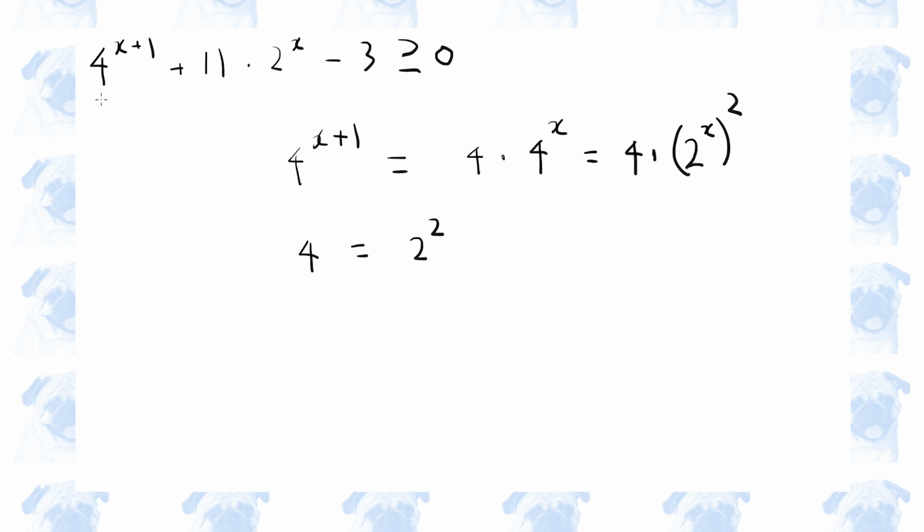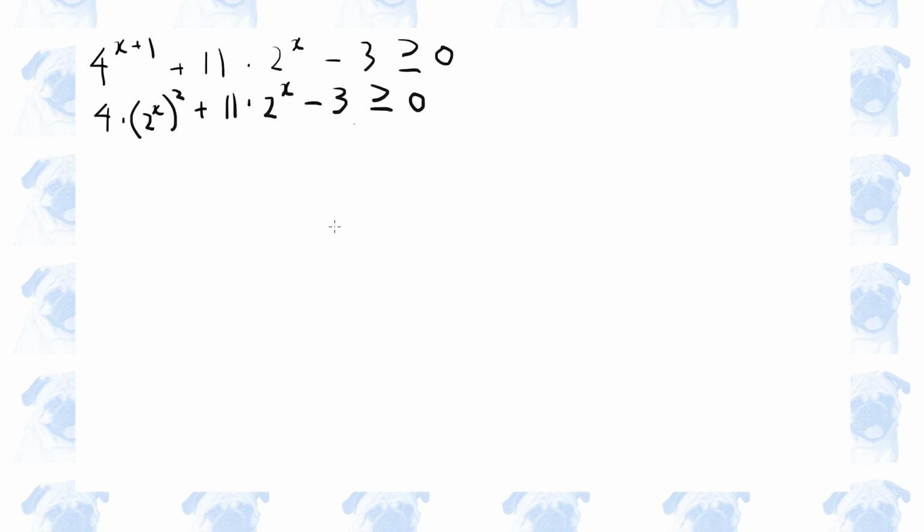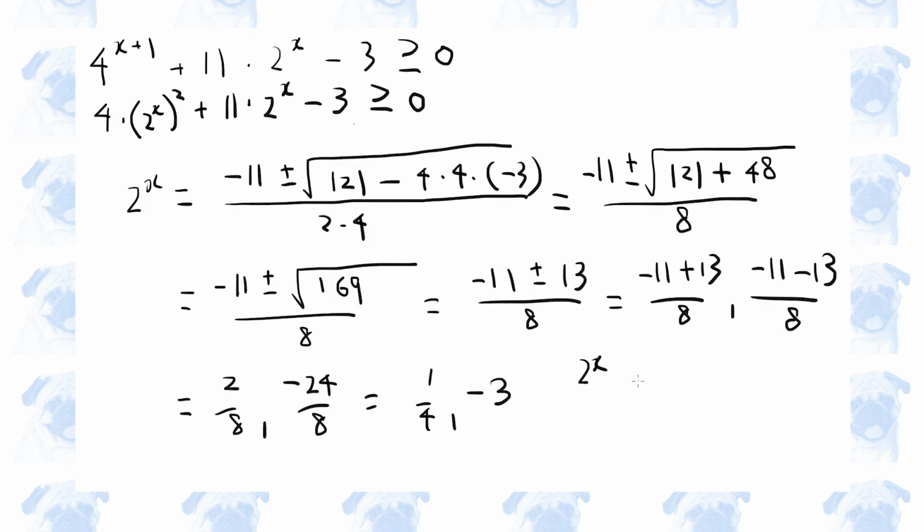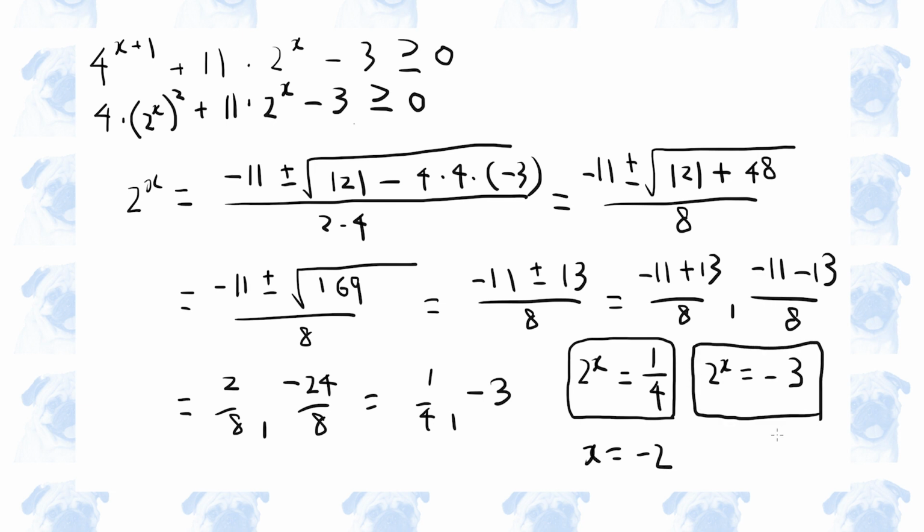So let's rewrite this inequality. Once again, this is a quadratic equation. So let's use the quadratic formula. So 2 to the power of x is 1/4 or minus 3. In the former case, x is minus 2, whereas in the latter case, there is no solution because 2 to the power of x cannot be negative. Therefore, x has to be greater than or equal to minus 2.